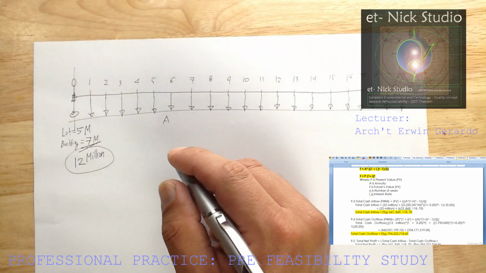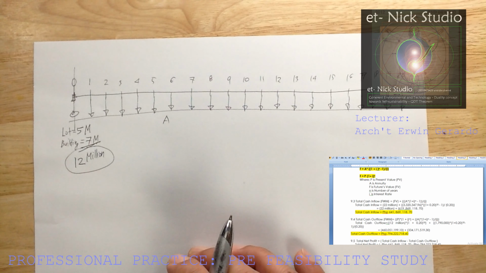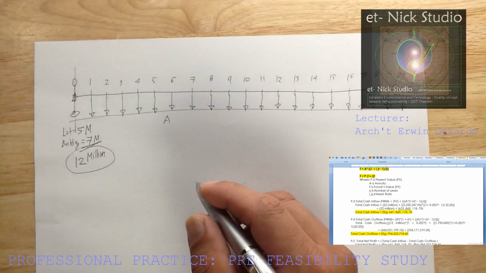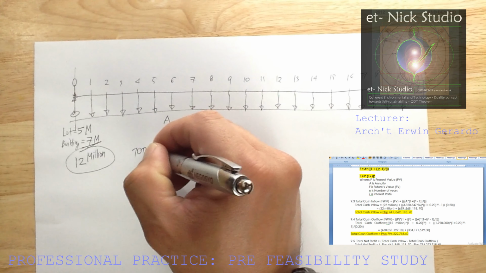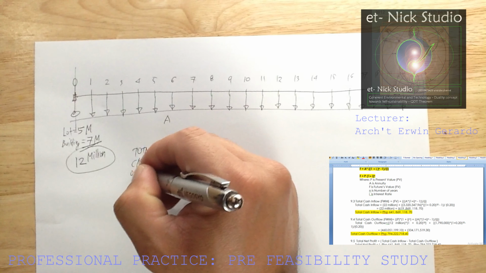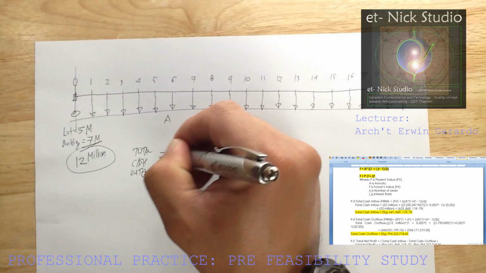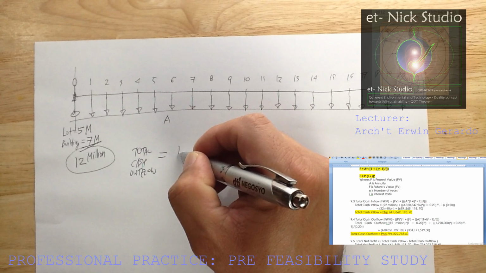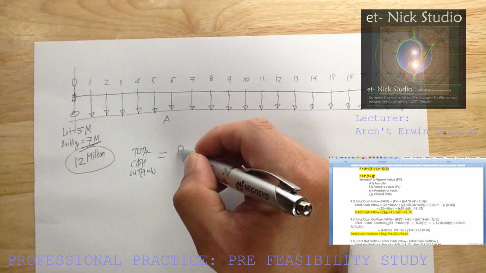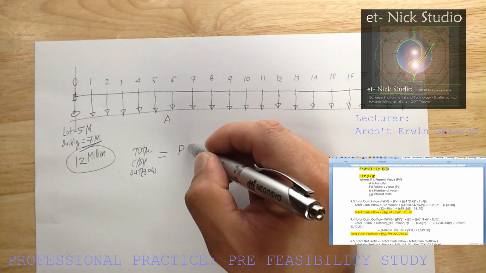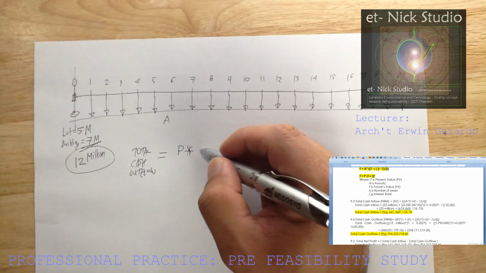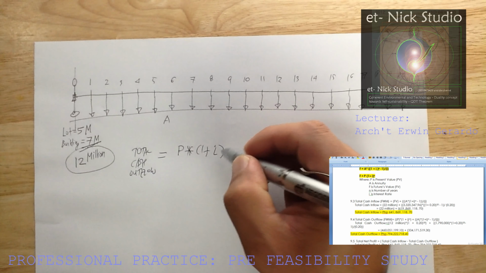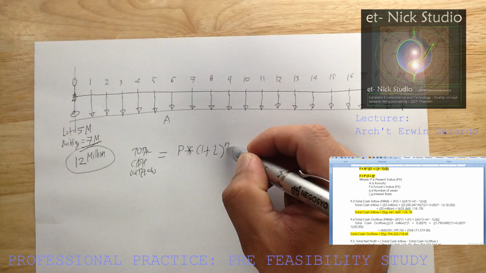That's why here, once again, the formula for the total cash outflow is equivalent to the present value of the investment times 1 plus the interest rate raised over n.